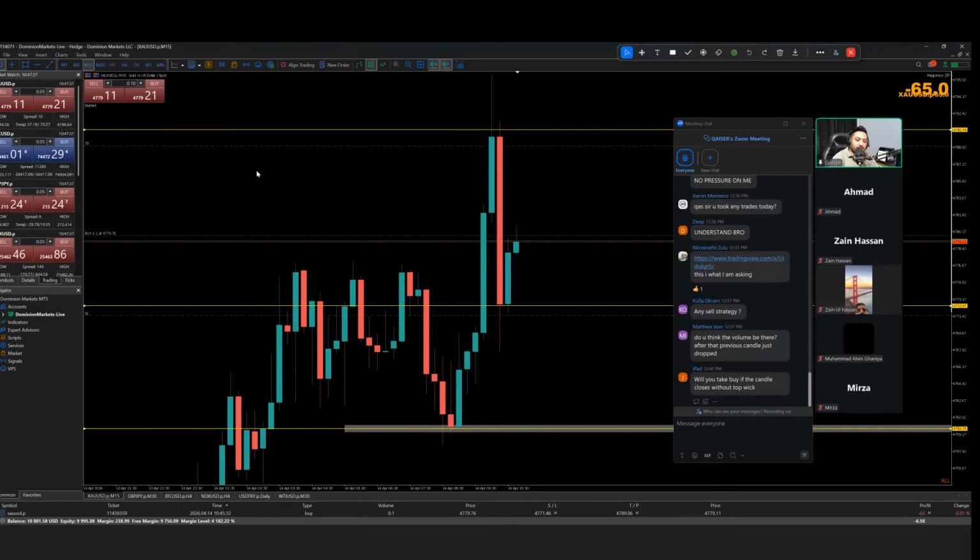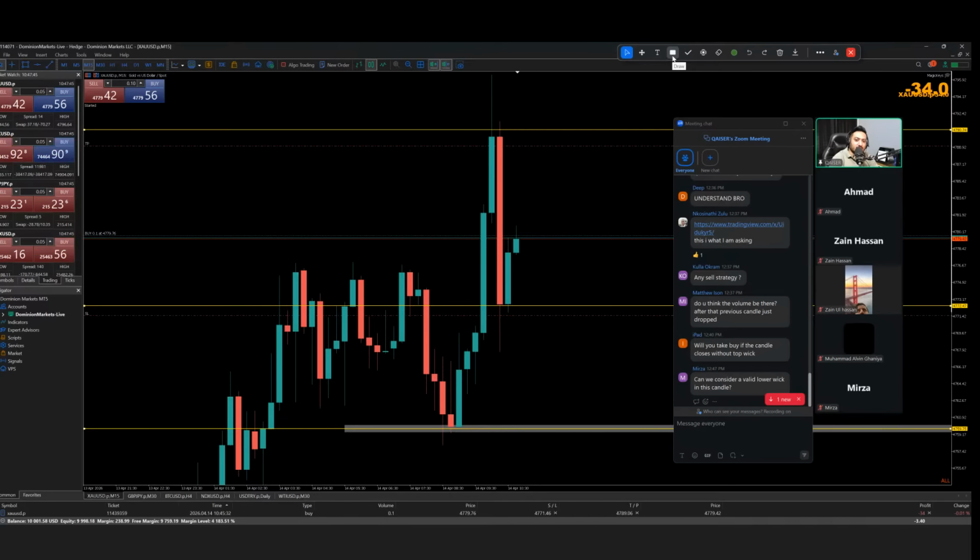Okay. So just waiting right now. If it comes, you know what? I'm very interested in this buy. If this current candle comes down, retraces a little bit and then goes on to break above its own high, I will add one more position into it.